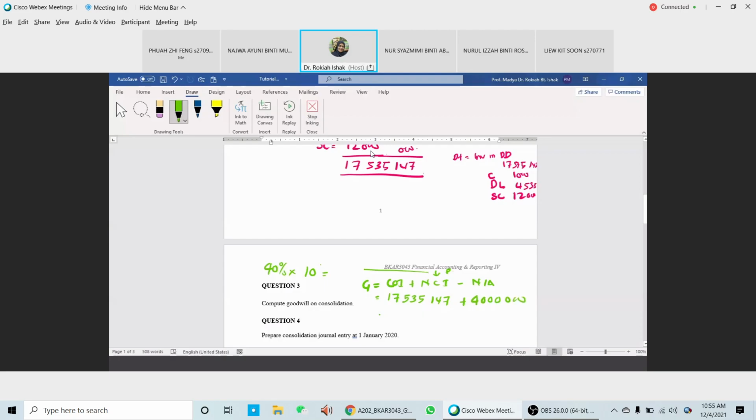And then minus NIA. NIA here is 10 million. So we're going to have a goodwill here of 11,535,147. And this amount is solely attributed to the parent, because we are using the proportionate net assets. NCI is based on the proportionate net assets.